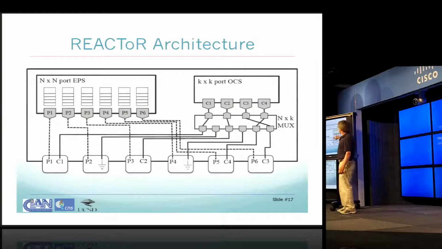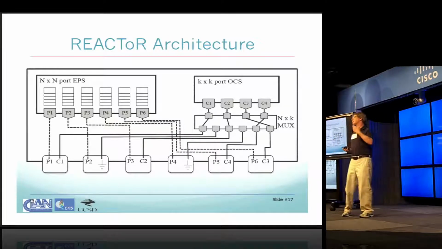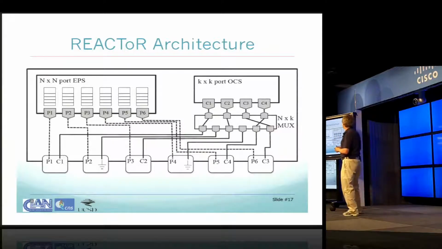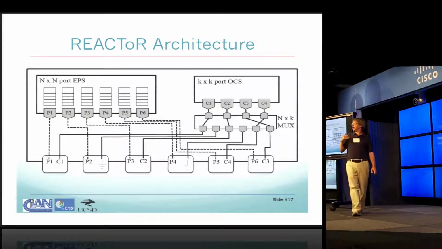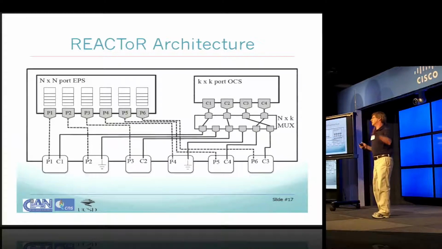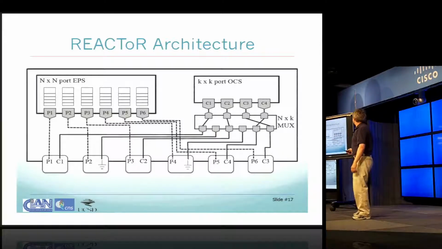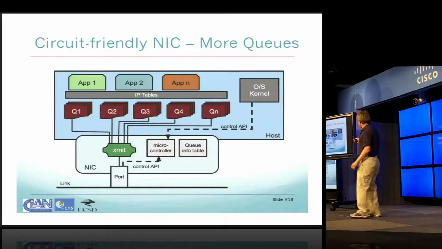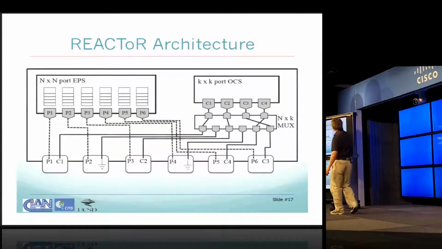In this diagram, we're showing that you don't need to have a one-to-one port mapping between the output ports of the end host and the ports of the optical circuit switch. And this is an issue because large port count optical circuit switches tend to be problematic to build. So you could actually have a smaller radix optical circuit switch, but then you would need a multiplexer. For all of the results that we're going to show in our work, K and N are actually equal, meaning the number of ports that we go up to the packet switch are the same as the number of ports to the circuit switch.